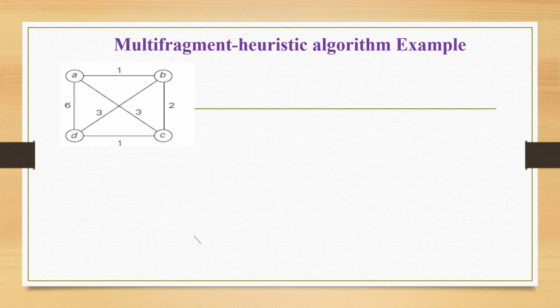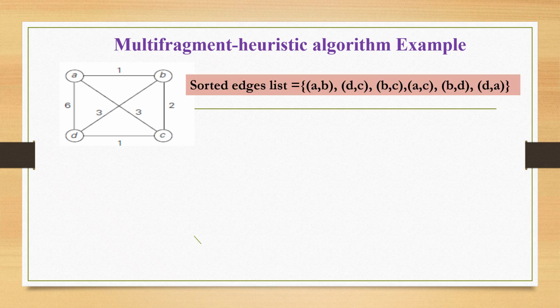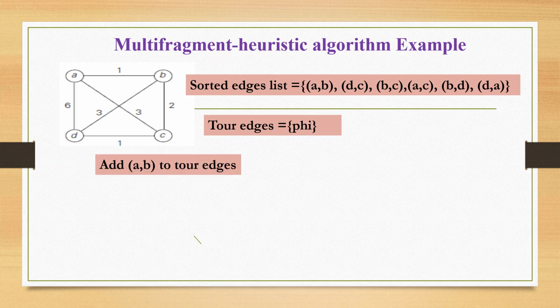So here I have taken a graph of 4 vertices. I am going to sort the edges in ascending order. So AB is 1, DC is also 1, next BC is 2, next BD is 3, and AC is 3, and finally DA is 6. So I have the set of tour edges as empty. Now I have to add the smallest edge to the set, that is AB. So I am adding it. It is not forming a cycle.